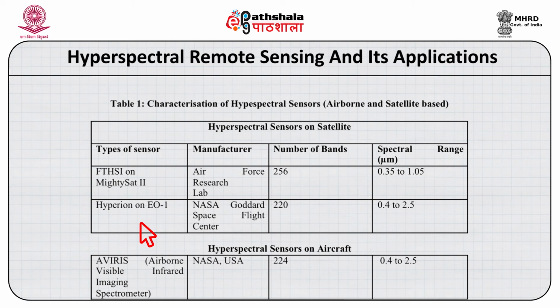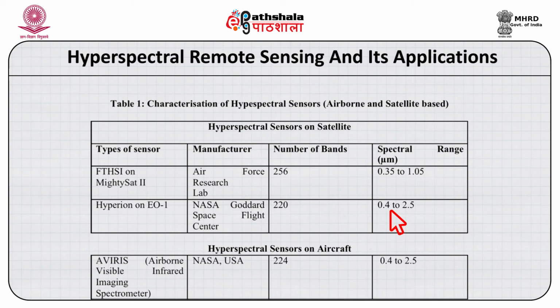Manufacturer is NASA. These two sensors have spectral bands of 256 for FTHSI and Hyperion, which has spectral bands of 220. Imagine. And the best part is that if you see the spectral region of Hyperion data, its spectral range is 0.4 to 2.5 micrometer. So narrow band, but the number of bands is 220.